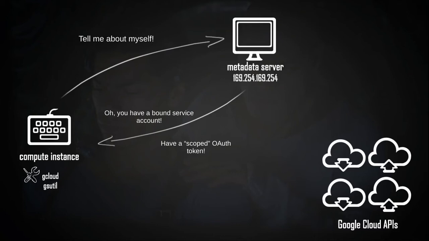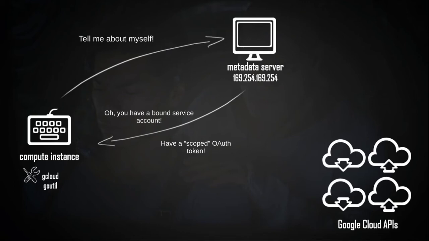Now, here I call it a scoped OAuth token, and this is another concept that's super important to understand. So let's say you create a service account inside Google Cloud, and you give it permissions to do everything. It's essentially God mode. It can create machines, and it can read data, and it can do everything in the world. When you create a compute instance and you choose to bind that service account to that compute instance, you can also apply something called an access scope.